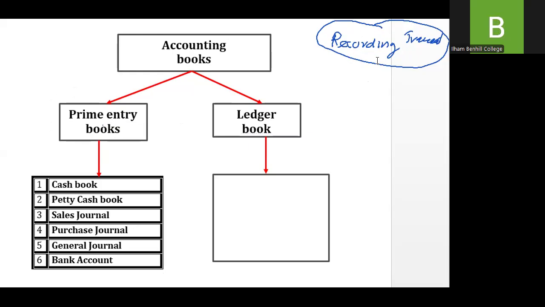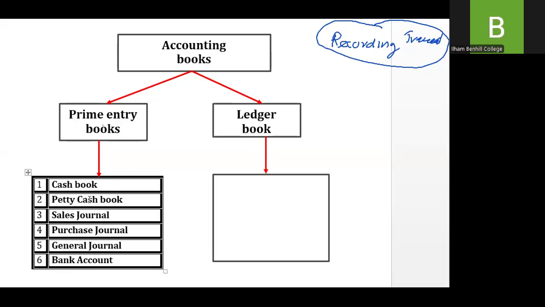Then, because there are many types of prime entry books, you must try to describe the transaction, because we don't record all transactions in one single prime entry book. Some students think, oh, we must record the transaction in the cash book. That is wrong. What you record in the cash book, you can't record in the sales journal, and what you record in the sales journal, you can't record in any other prime entry book. Therefore, you have to clearly know which transaction is recorded in which prime entry book.